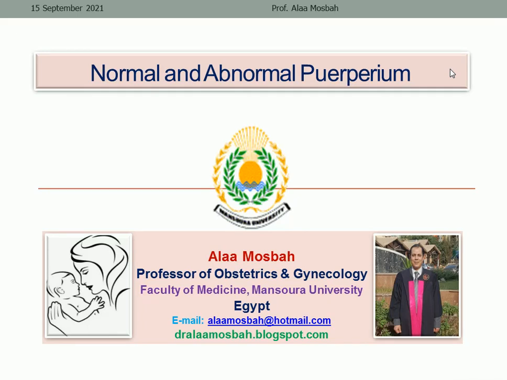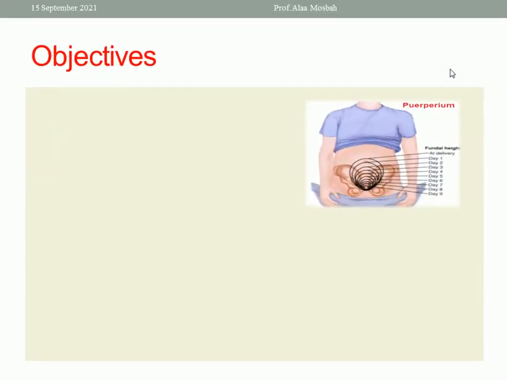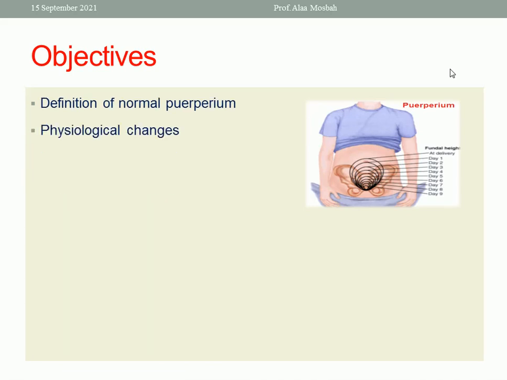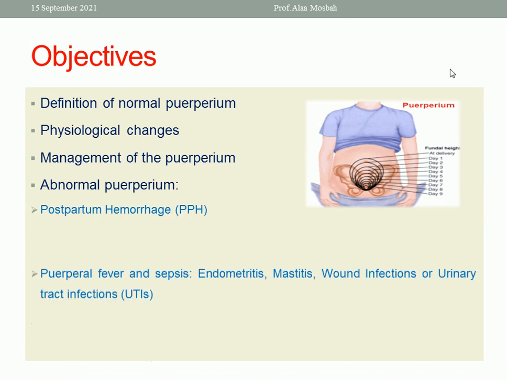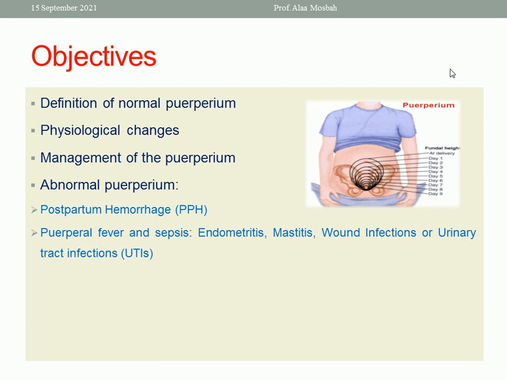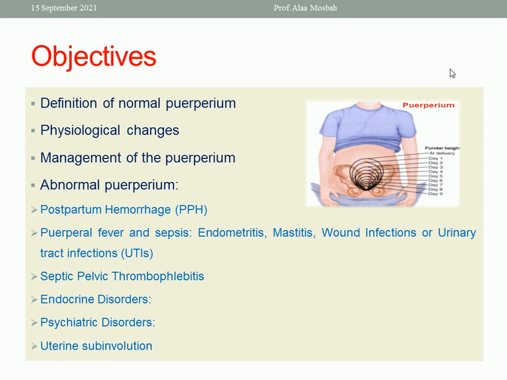The topic of my lecture today is the normal and the abnormal puerperium. What we wanted to discuss today: the definition of normal puerperium, physiological changes, and the management. And what about the abnormal puerperium? What we wanted to know: the postpartum hemorrhage, the puerperal fever and sepsis due to either endometritis or mastitis or wound infection or urinary tract infections, septic pelvic thrombophlebitis, endocrine disorder like hypothyroidism, psychiatric disorders, and lastly uterine subinvolution.